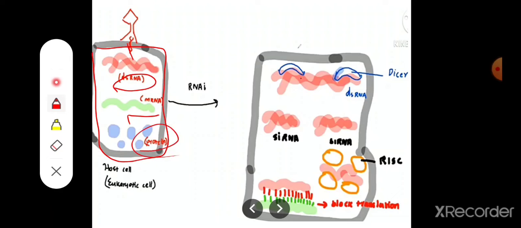So to prevent that, the eukaryotic cell has a mechanism which is called RNA interference. And what happens during this RNA interference? There is an enzyme called dicer in our cells. In the cell of every living organism there is an enzyme called dicer. And this dicer enzyme will act upon a foreign double stranded RNA.